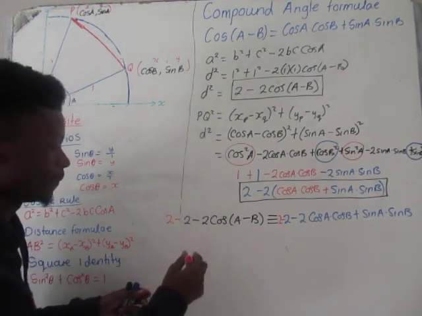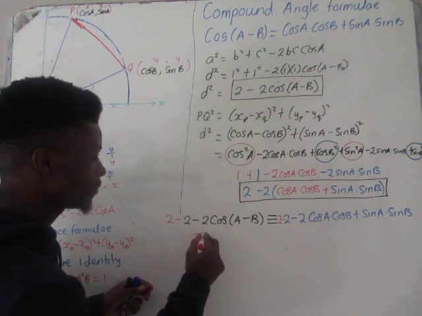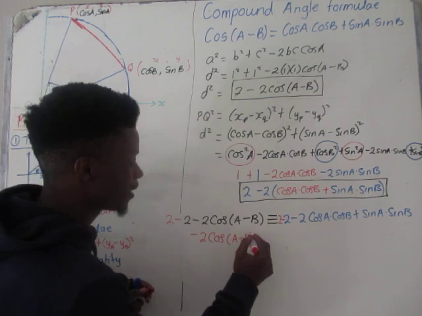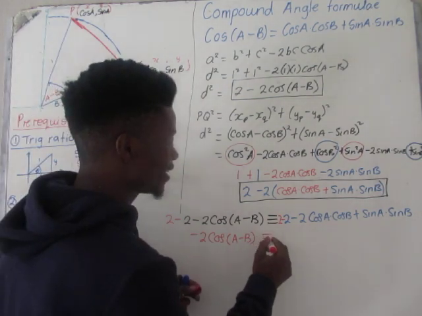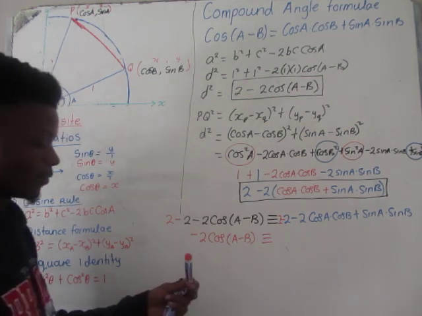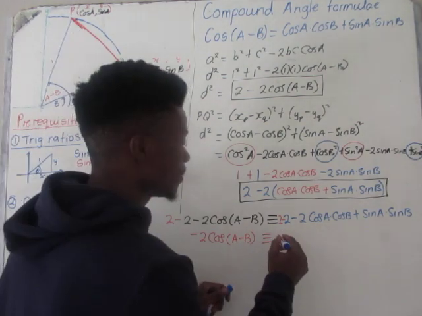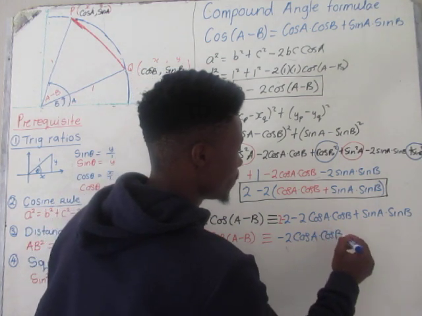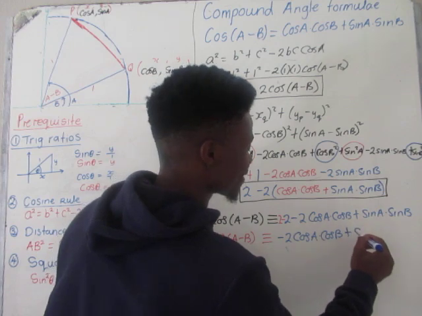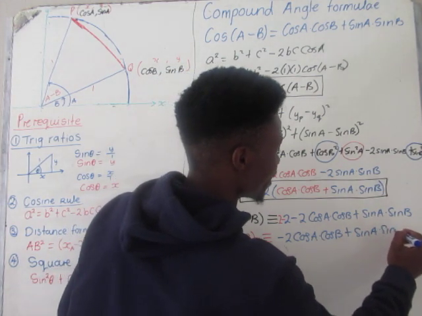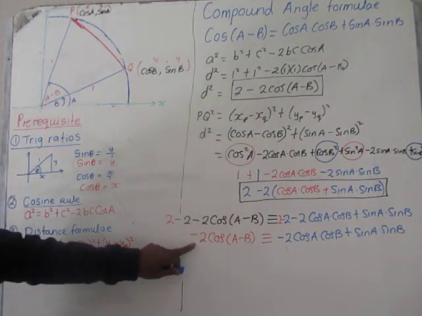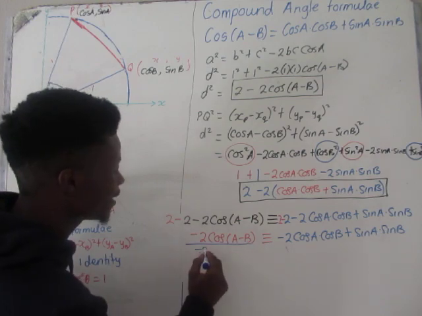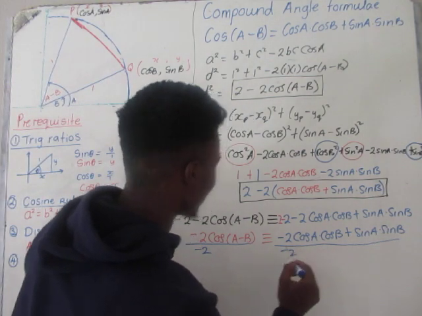So I'm left with, I can write this in red, negative 2 cos, open bracket, A minus B. Then it is identical to, on that side I've already subtracted 2 minus 2, that's 0. I'm left with negative 2 cos A times cos B plus sine A times sine B. Then I have a coefficient and a coefficient there. Let's divide both sides by the coefficient. So dividing by negative 2 and dividing the other side by negative 2.